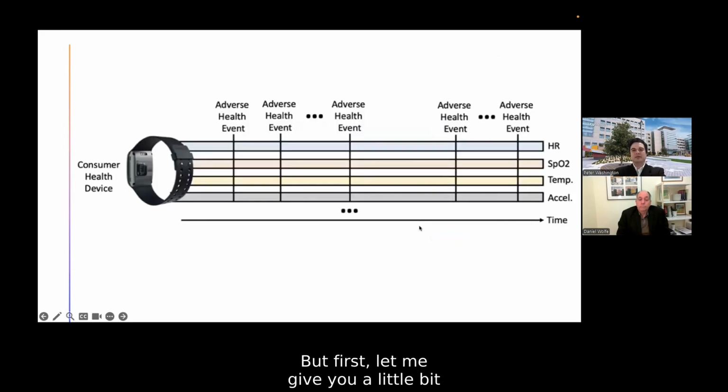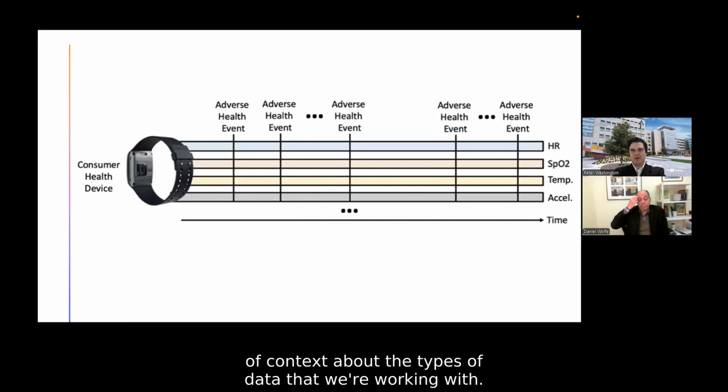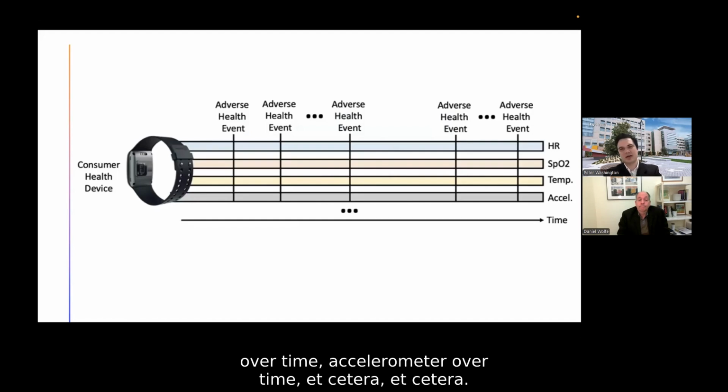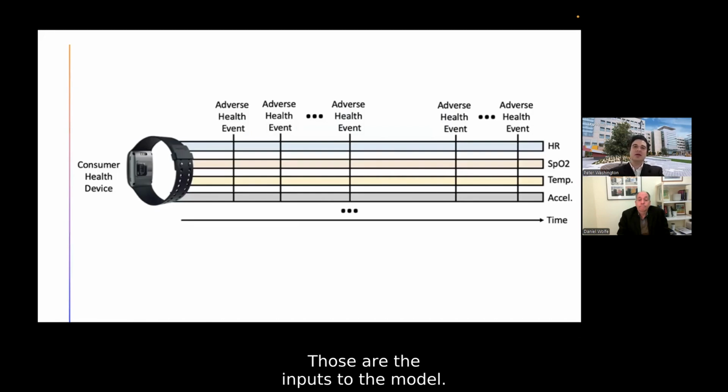But first, let me give you a little bit of context about the types of data that we're working with. So we're really interested in collecting longitudinal multimodal time series data from wearable devices. So think heart rate over time, SpO2 over time, accelerometer over time, et cetera, et cetera. Those are the inputs to the model. And then we also get time-stamped annotations of some adverse health event of interest. That could be a blood pressure spike. We have a project on that. It could be substance use or craving. We have a project on that. It could be, we don't have a project on this, but it could be diabetes, blood sugar fluctuation.